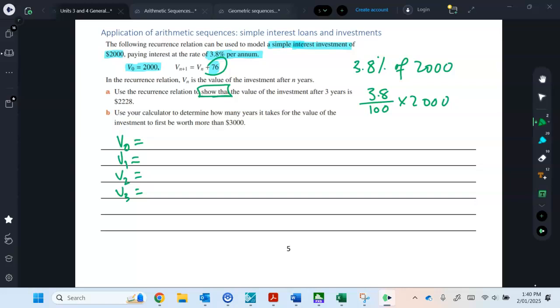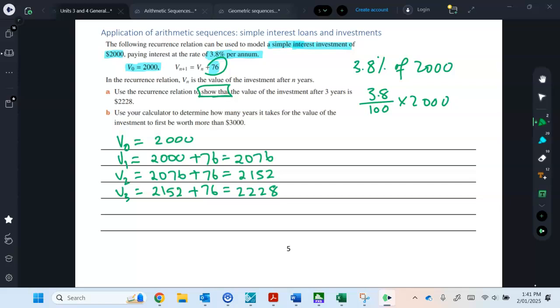All right, so V0 that's given to us is 2,000. V1, we take the previous value, which was 2,000, and we add 76. V2, we take the previous value and add 76. And then for V3, we take the previous value and we add 76. All right, so that's what it means by show that.